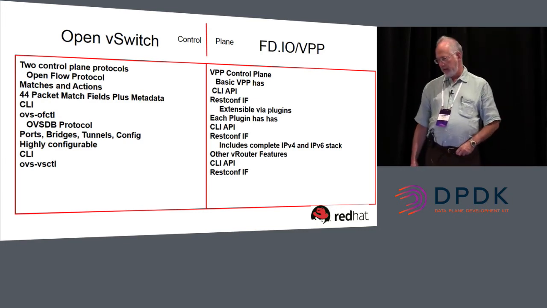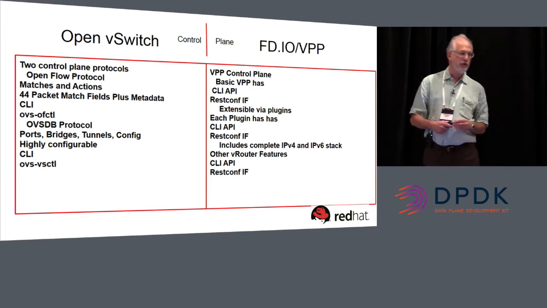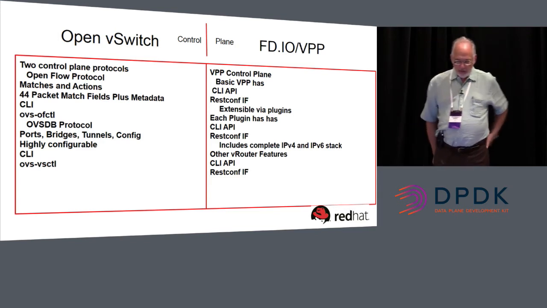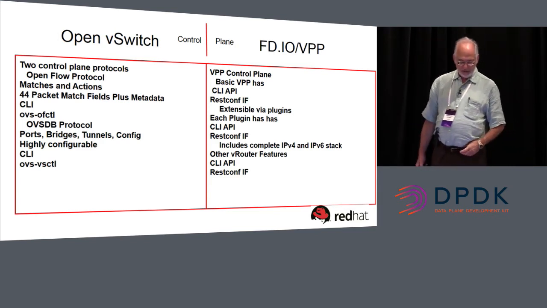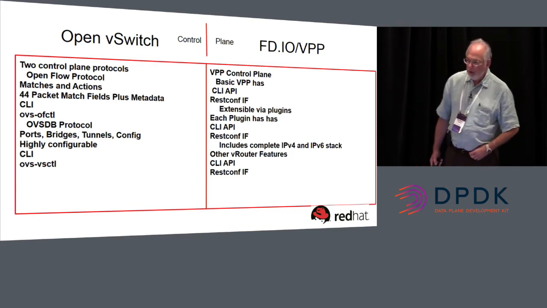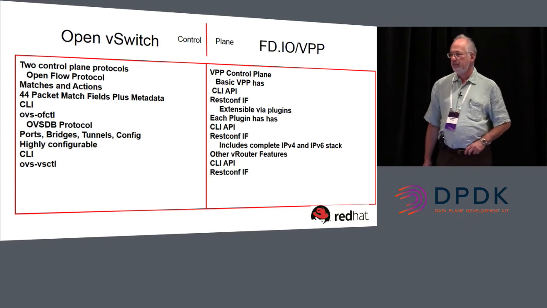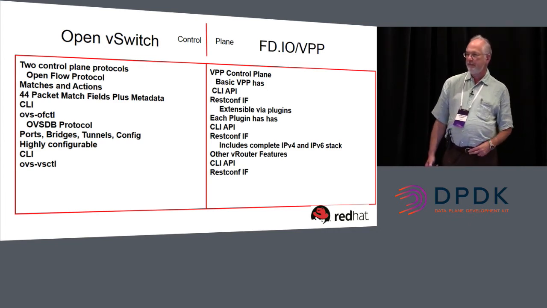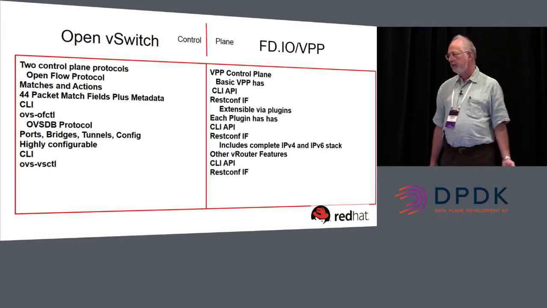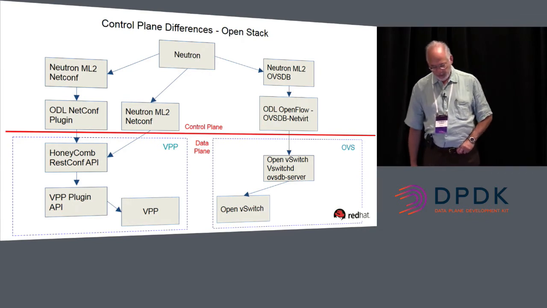On the control plane, there are dramatic differences. If you look from the top down, from the point of view of OpenStack, for example, Open vSwitch is an SDN controller. It's managed by OpenFlow and OVSDB, whereas VPP is managed by NETCONF/YANG, originally, or via CLI. It's quite a different approach.